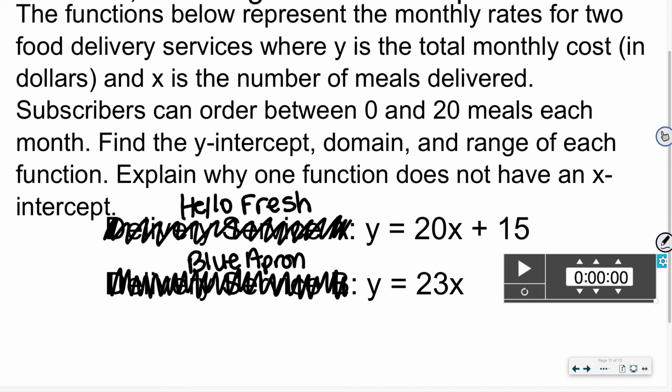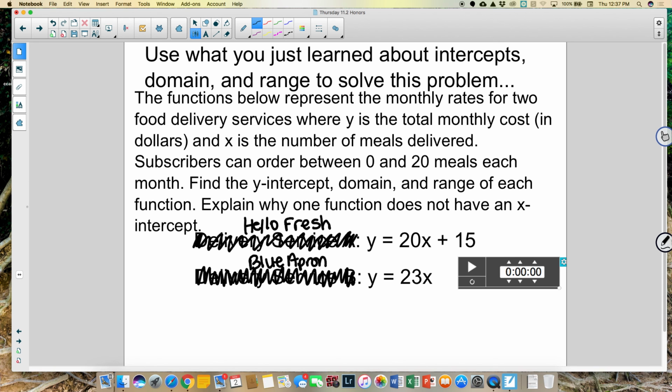So these are two companies. This equation represents the total monthly cost for the food service. So y is the total cost in dollars and x is the number of meals delivered. Information that is necessary: subscribers can order between 0 and 20 meals each month. You are going to find the y-intercept, the domain, the range of each function. You're also going to find the x-intercept, but one of them doesn't have one. And I would like for you to explain why. I'm going to pause this video very quickly.